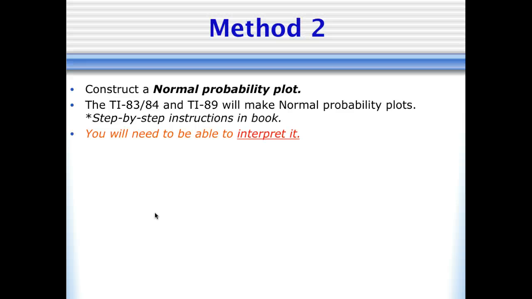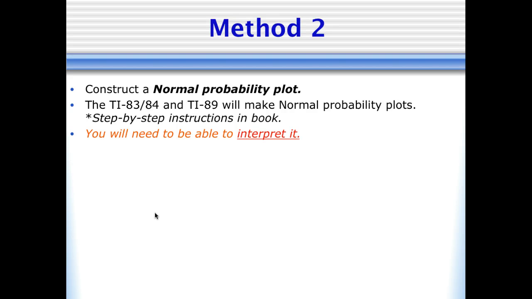Now, in terms of the normal probability plots, our second method for assessing normality, the TI-84 or 83, even the 89, will make normal probability plots very, very quickly and easily. I'm going to refer you to your textbook because they have step-by-step instructions along with an example of what to type in and what to put on your stat plot in order to graph the normal probability plot. Very, very straightforward. Please let me know if you have any questions.